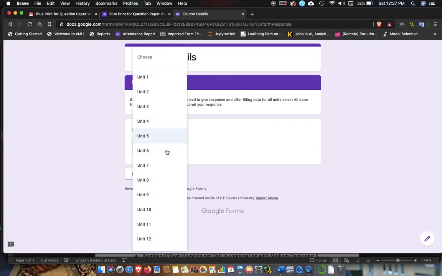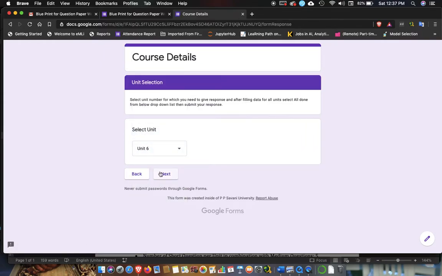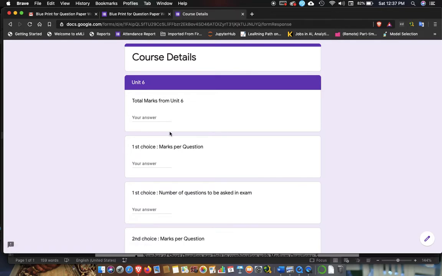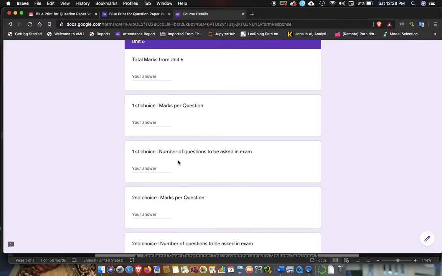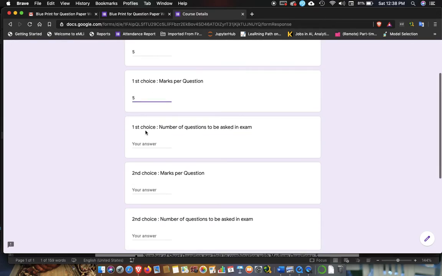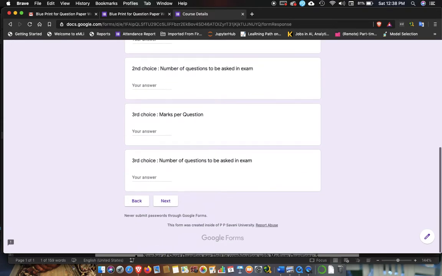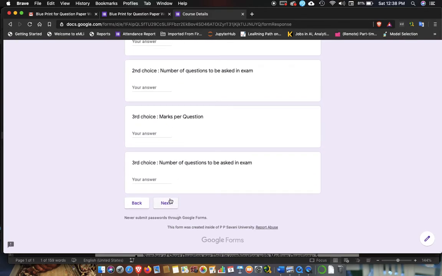Next. Now unit 6. For unit 6 total marks are 5. Now I'm going to ask only 1 question for 5 marks. So total marks from unit 6 is 5. Marks per question 5, number of questions to be asked in the exam 1. Choices 2 and 3 will be kept blank.